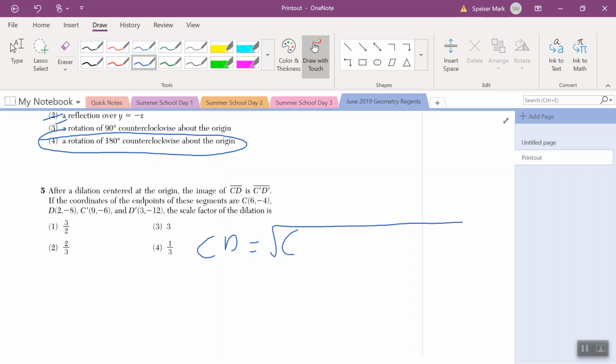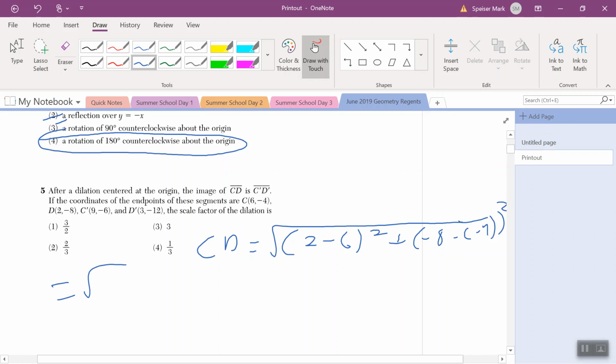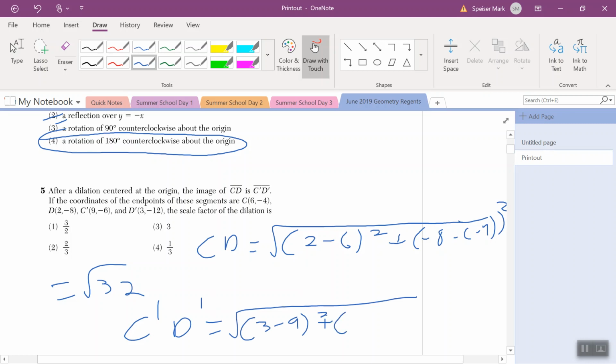Which is the square root of 2 minus 6 squared plus -8 minus -4 squared, which equals the square root of 32. Then you do the same thing for C prime D prime, which is 3 minus 9 squared plus -12 minus -6 squared, which is the square root of 72.